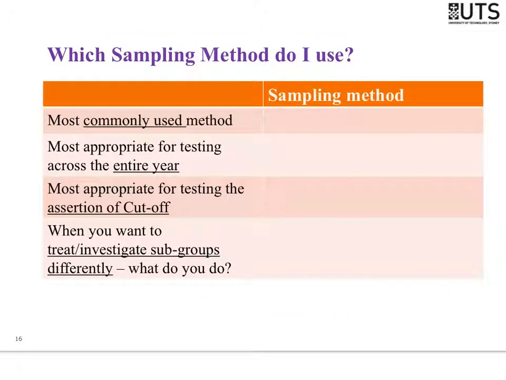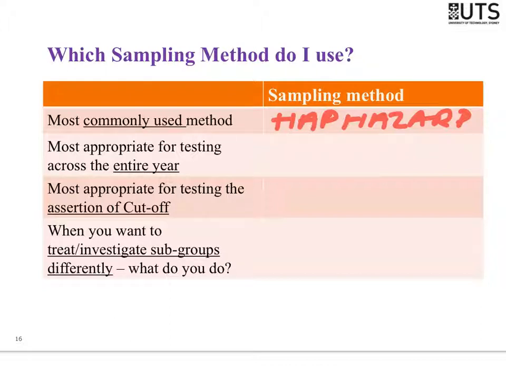Now, which sampling methods do I use? Let me take you through these ones. The first one, and I mentioned this earlier, the most commonly used sampling method is, ladies and gentlemen, haphazard. It's the human equivalent of random. We often want to be random, but we don't want to use technology to get there. So we just pick based on what we're doing, and that's haphazard.